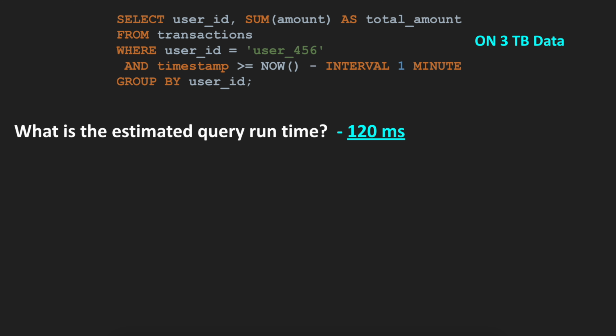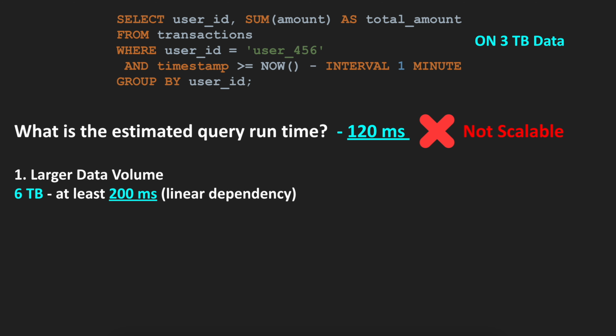So 120 milliseconds, you may say, okay, what's the big deal? 120 milliseconds is not that high a latency, it should be okay. But the problem is this solution is not scalable. The reason is we are running this query only on 3 terabytes of data.